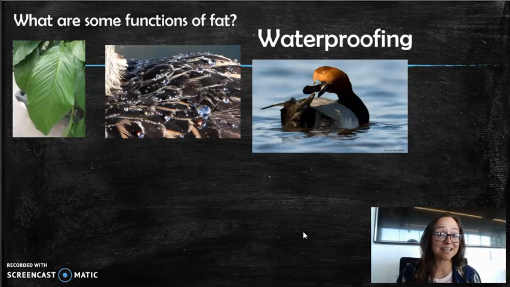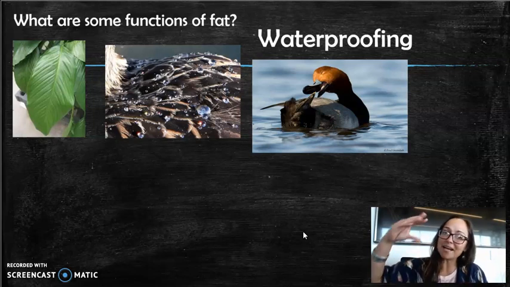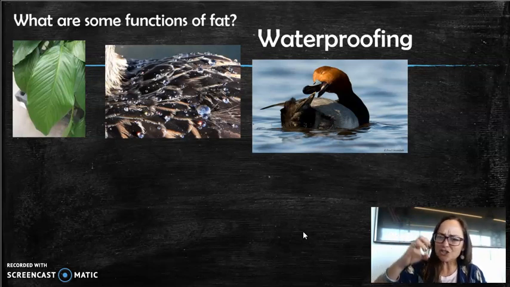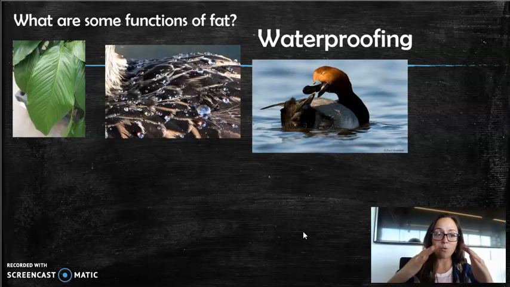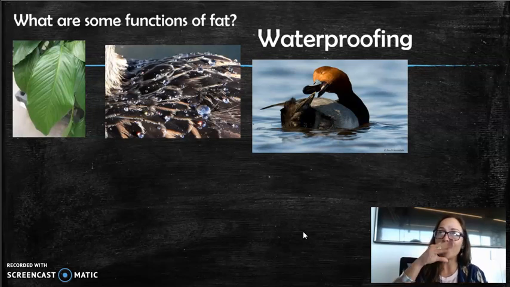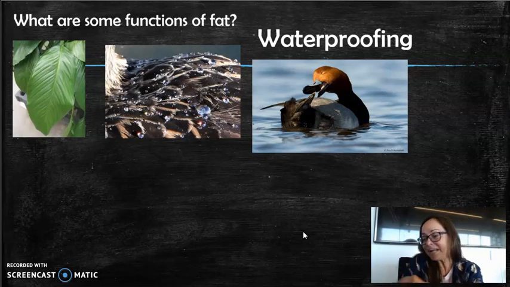Now, when you see a duck biting its tail feathers, it's not actually itching itself, even though that's what it looks like. There's an oil gland at the base of the duck's tail, so it's getting oil on its beak. When it bites its feathers, it's actually spreading the oil all over its feathers.